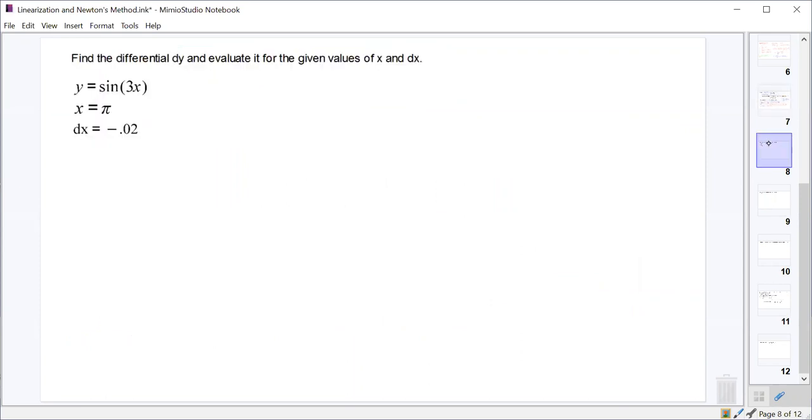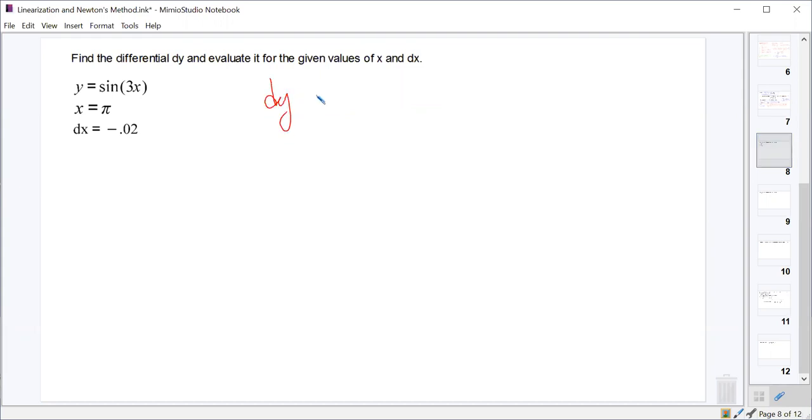All right. Let's see if we can do that for this one. y equals sine 3x. And we're going to have x equals pi. And we're going to change by negative 0.02. So we want to know how much does the y value change on the function sine 3x if x goes from pi to pi minus 0.02. What should we do first? Find the derivative of y.